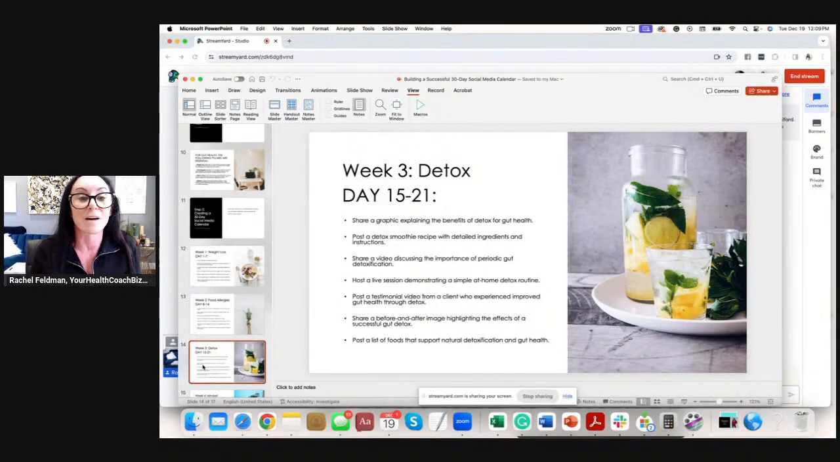Week 3, detox. Share a graphic explaining the benefits of detox for gut health. Post a smoothie recipe with detailed ingredients and instructions. These are all ideas. Share a video discussing the importance of periodic gut detoxification. And detox is different for each one of you.